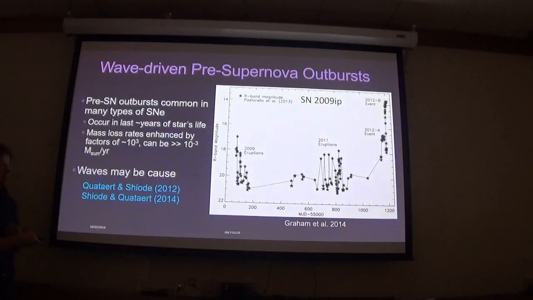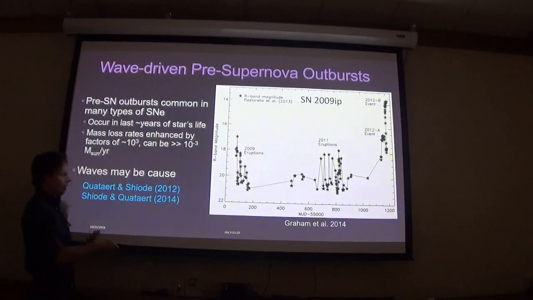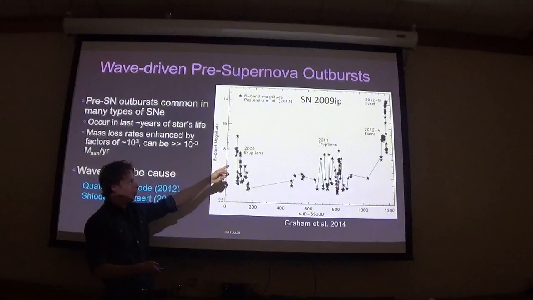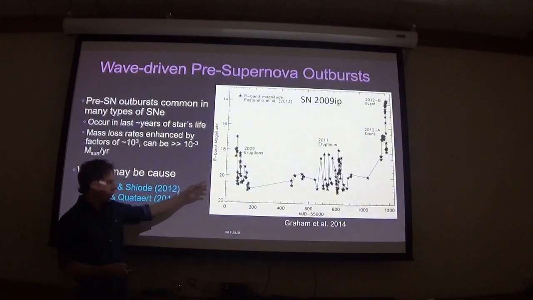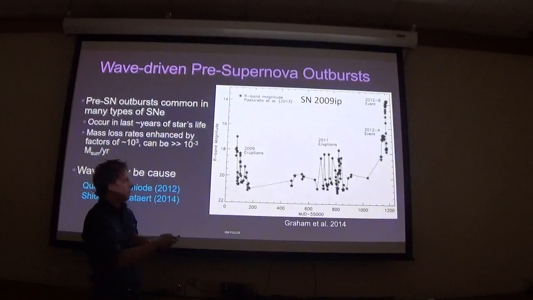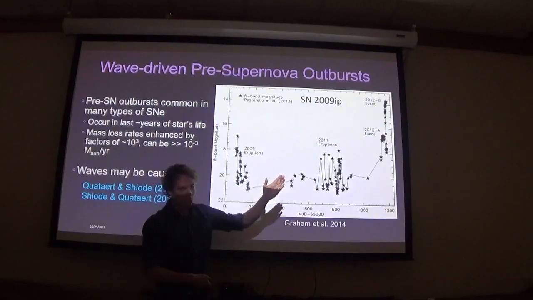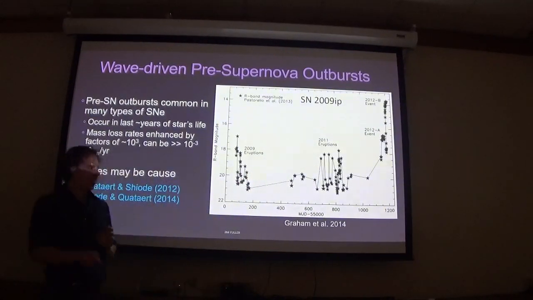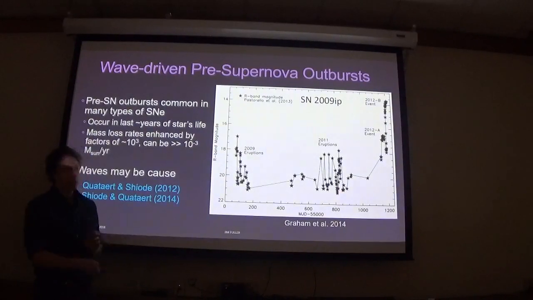In some cases, we've seen these outbursts directly. So this is a light curve of the progenitor of supernova 2009ip, which we have going back something like several years before the supernova. You can see these eruptions that were occurring in the final years of the star's life, and then the actual supernova, well, debated supernova event that occurred here.